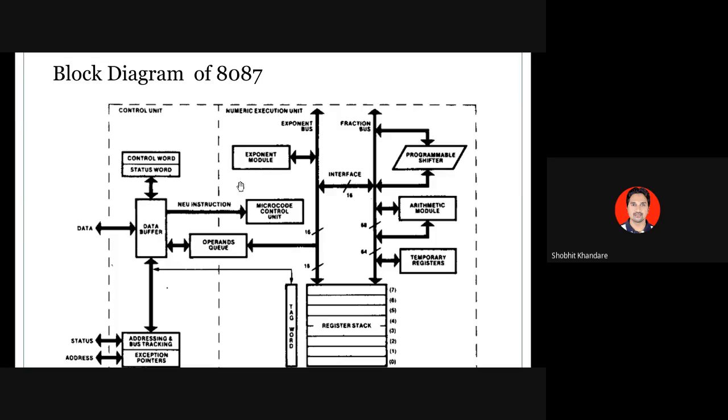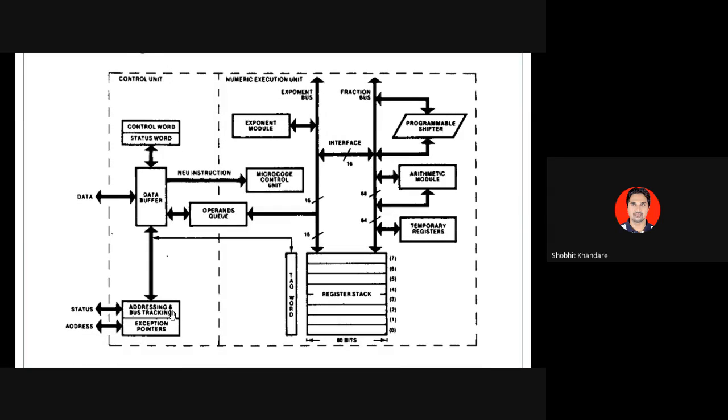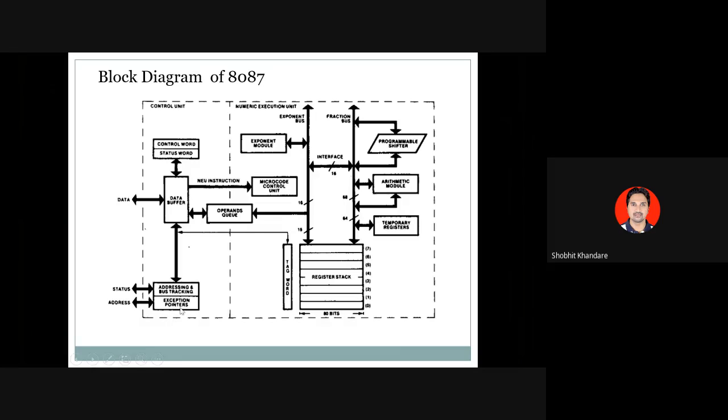So these are the two functional units, control unit and numeric execution unit. This control unit consists of what? Control word, status word, data buffer, then you have address and bus tracking, then you have exception pointers. These are the different blocks, and one block which is shared amongst the control unit and numeric execution unit is the operand queue. Mostly, the numeric execution unit consists of 8 numbers of 80-bit register stack.